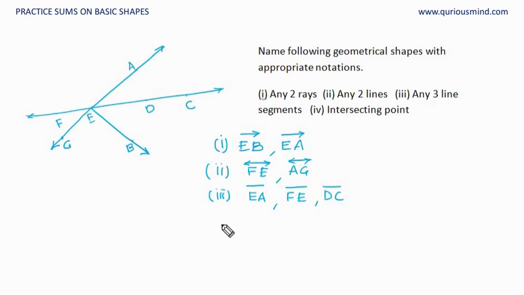And the last one, intersecting point. Intersecting point is where two lines cross each other. So if you see these two lines, AG and CF, they are crossing at point E. So point E is our intersecting point. And a point is denoted by the capital letter, point E. Let's do the second one.